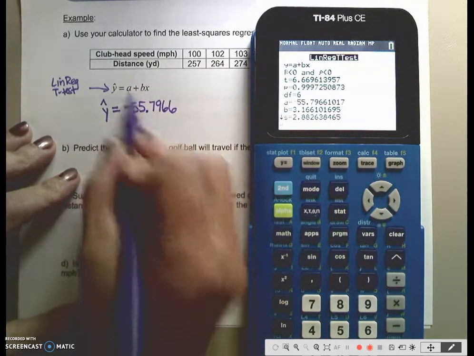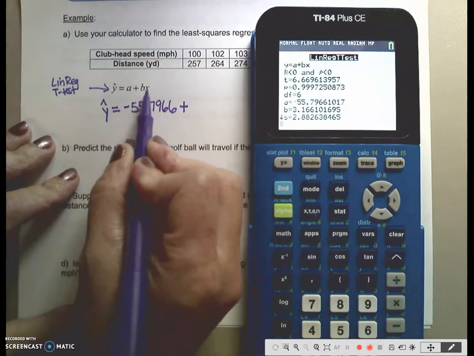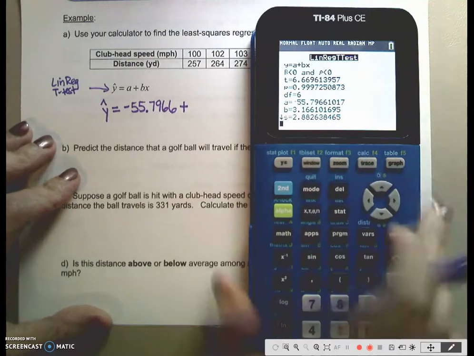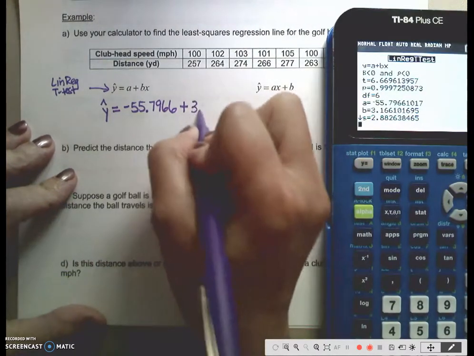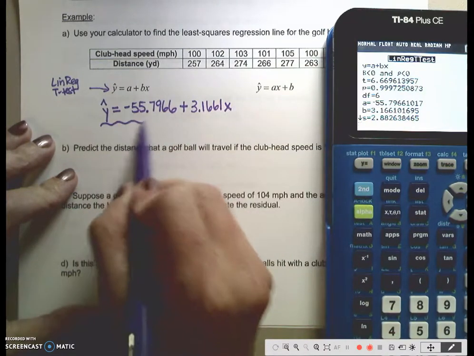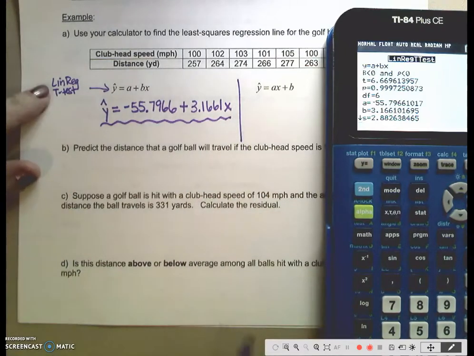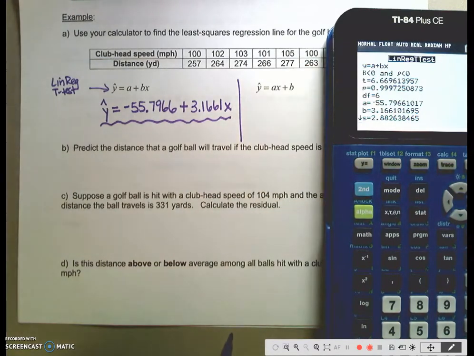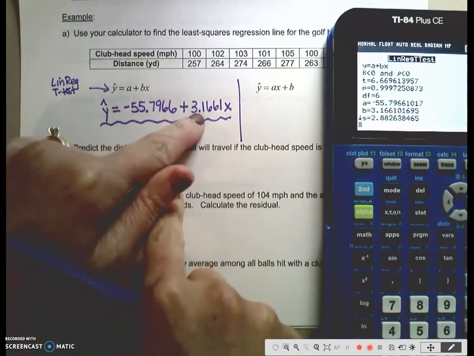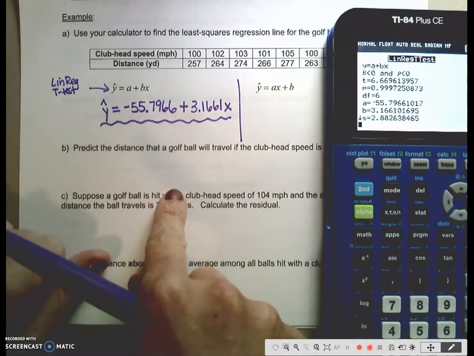That would be A. And then you would say plus, and then you'd put in B and then end with an X. So B is 3.1661. This is the way that you would write the equation of your line if you did LinReg t-test. Okay? Notice A is the 55 number and B is the 3 number. Okay? And the 3 number is attached to the X.